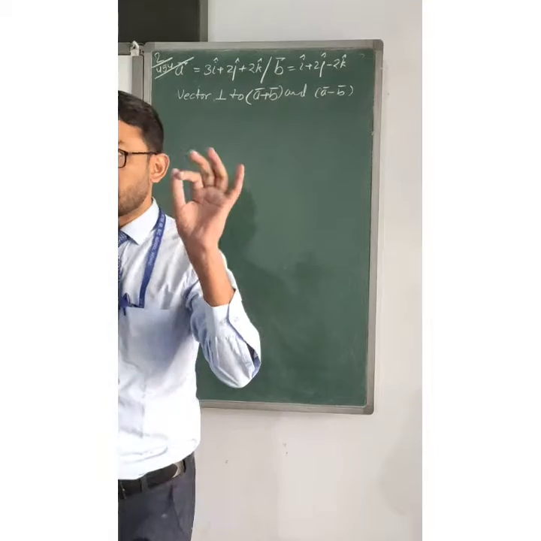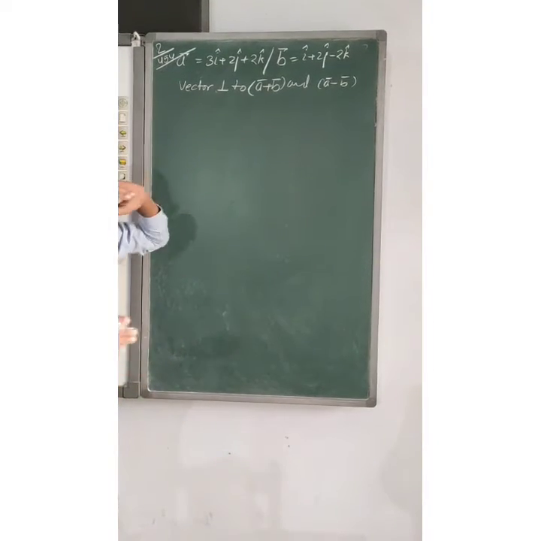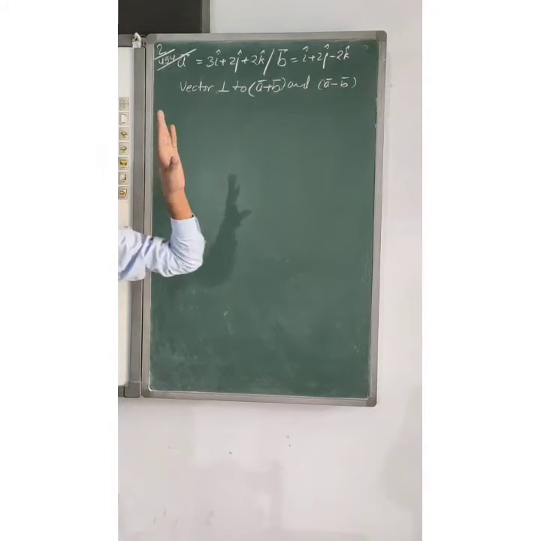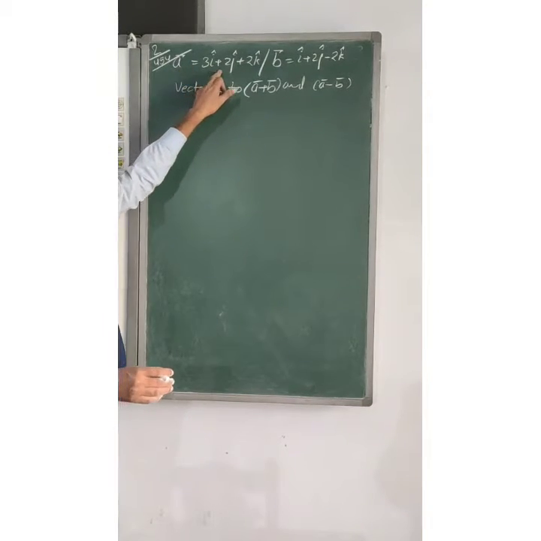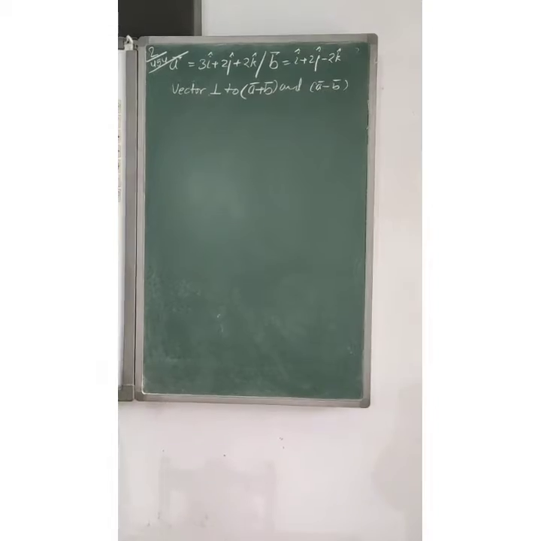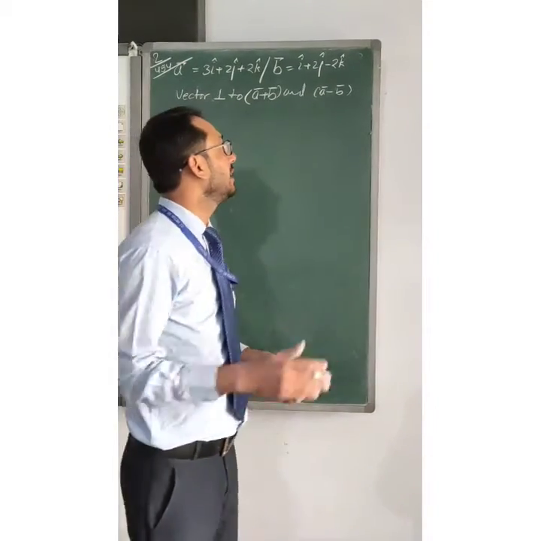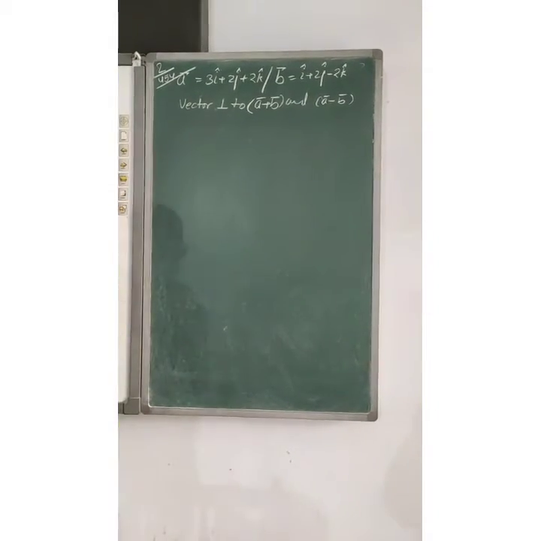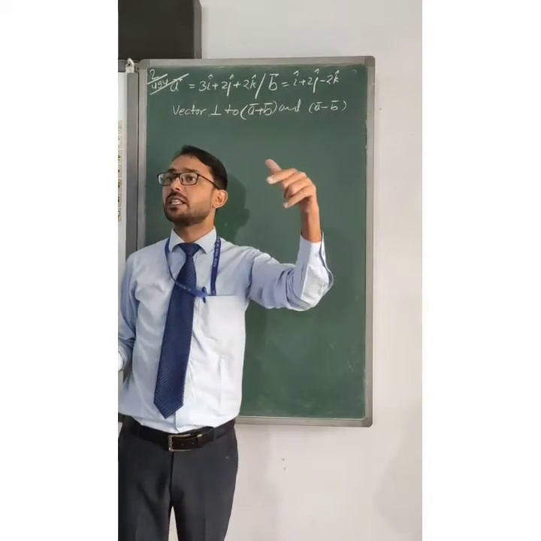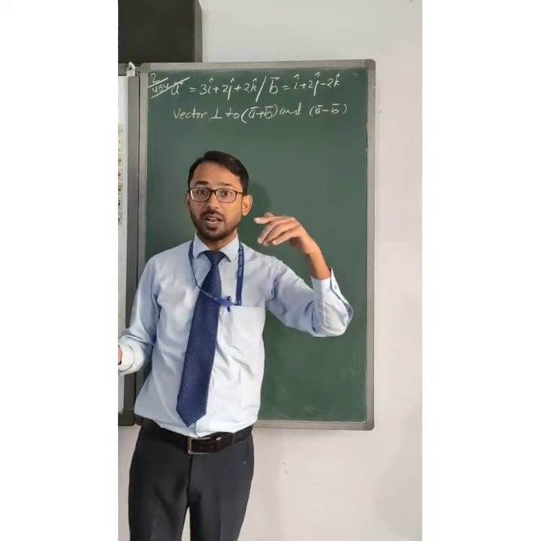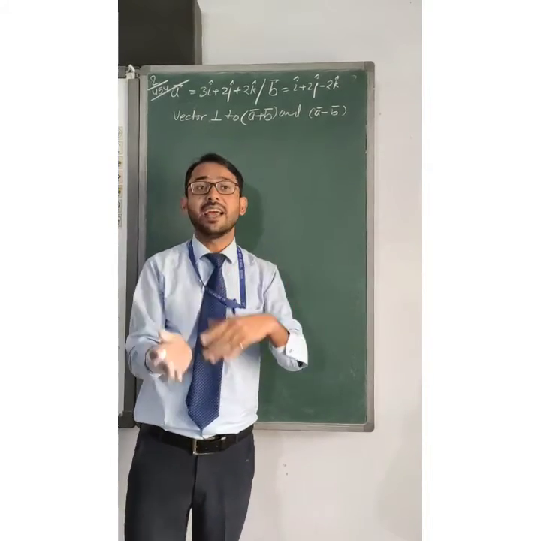Another question, it is a very good question from the cross product, second question of page number 454. This vector A is 3i plus 2j plus 2k. Vector B is i plus 2j minus 2k. We need to find a vector which is perpendicular to both A plus B and A minus B. So first of all, our task is to calculate A plus B and A minus B.